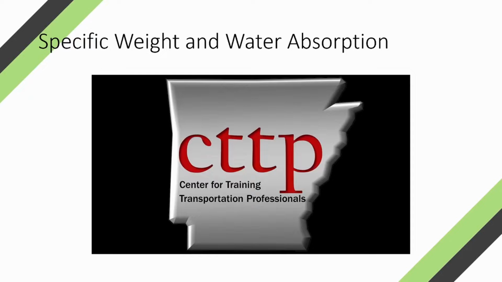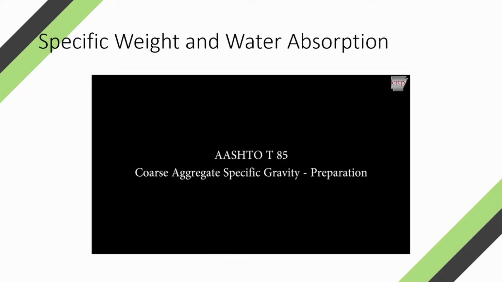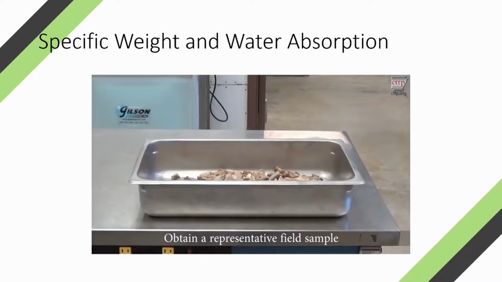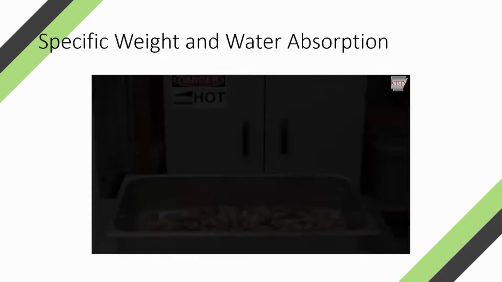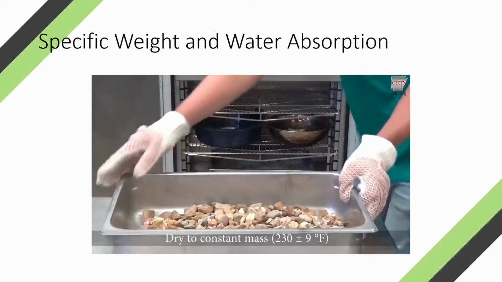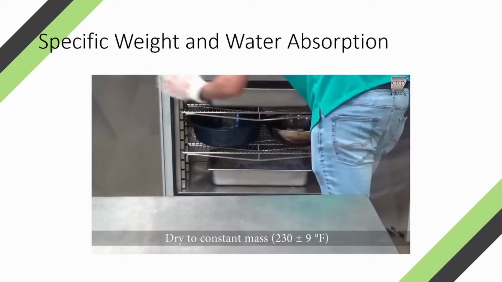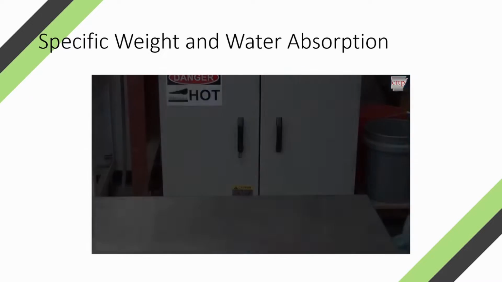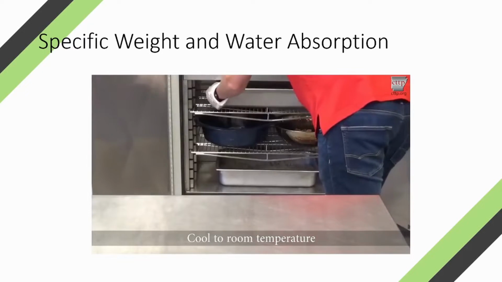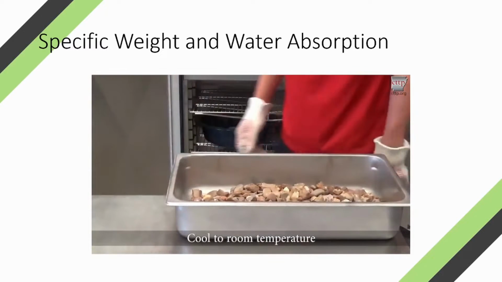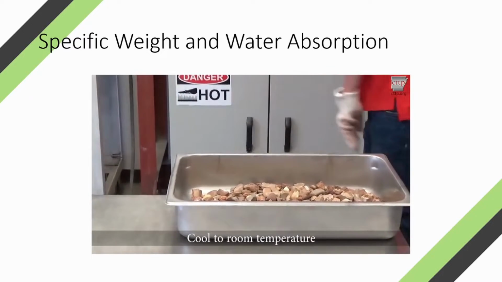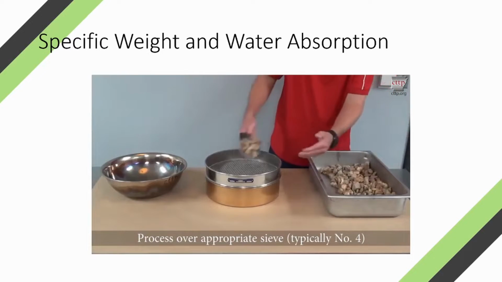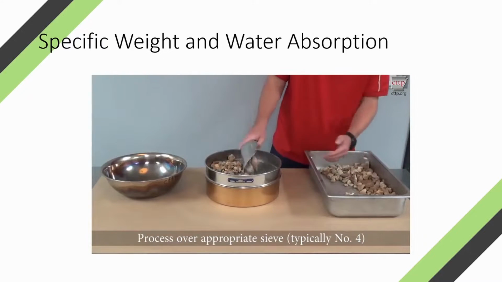Welcome to the CTTP training videos. ASTM T85, Specific Gravity and Absorption of Coarse Aggregate. This video outlines the steps to prepare a sample for testing. Obtain a representative field sample. Dry the sample to a constant mass at 230 plus or minus 9 degrees Fahrenheit. Remove the sample from the oven and cool to room temperature. Process the sample over the appropriate sieve, which is typically the number 4 sieve.